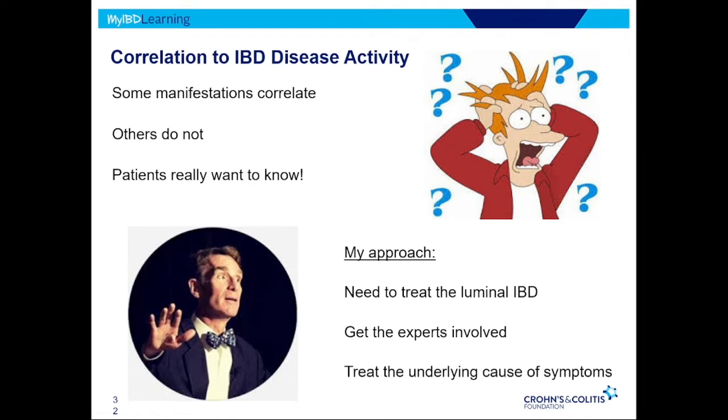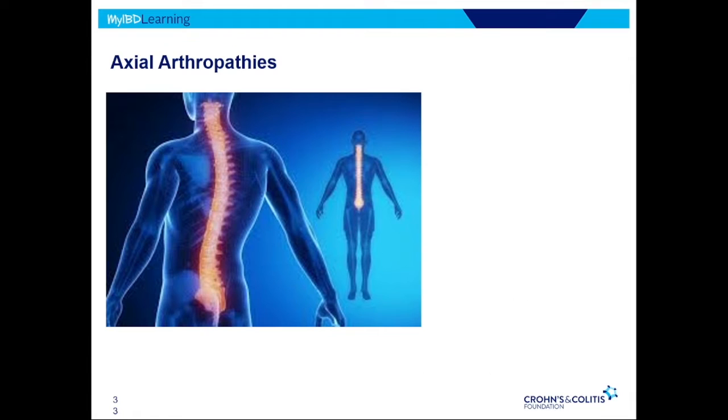Here's my general approach. We need to treat your luminal disease no matter what. There should be no excuse for you to have active luminal disease, and by that I mean where your Crohn's or ulcerative colitis is, in your colon, et cetera. So we need to treat that. We need to get the appropriate experts in the extraintestinal manifestation involved, be it rheumatology or dermatology, both for diagnosis and for treatment. And it's really important to identify and then treat the underlying cause of the symptoms.